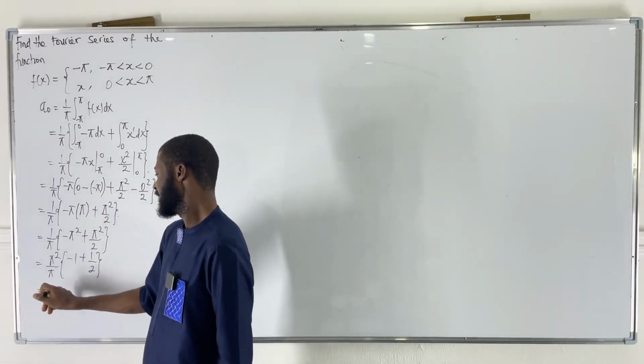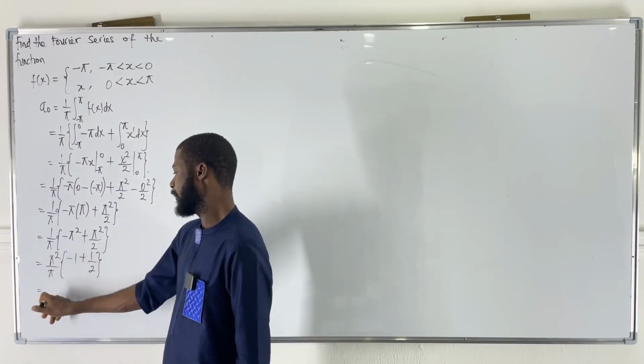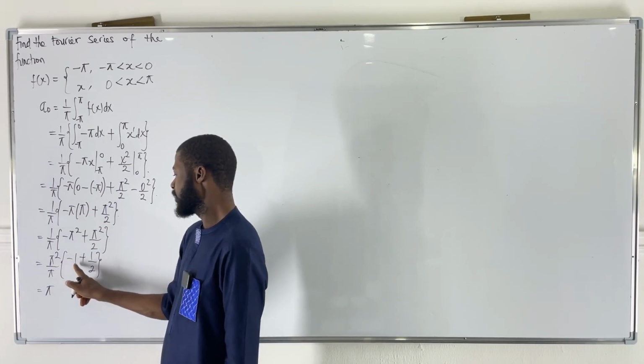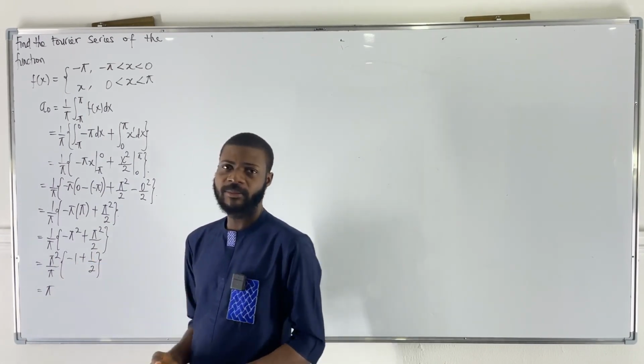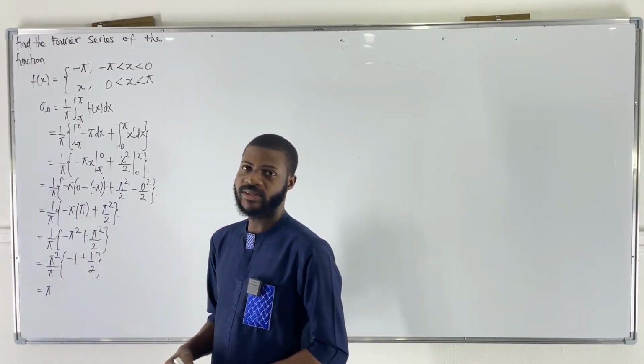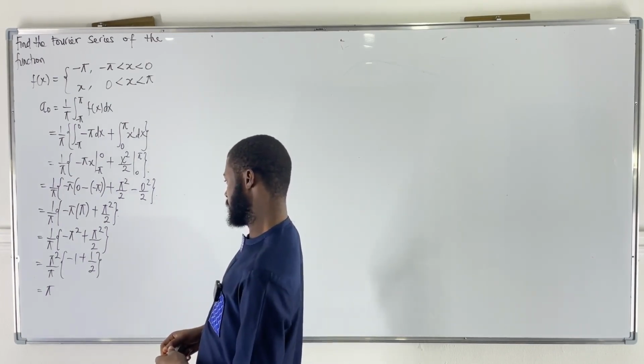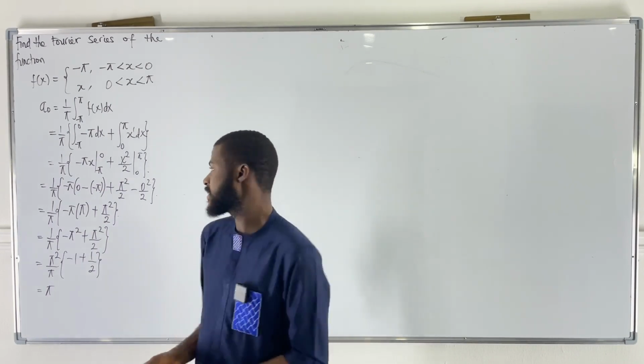Okay. Now, pi squared over pi will give me pi. That's going to give us pi, times minus 1 plus 1 over 2. What do you think that will be? Minus 1 plus 1 over 2. That's basically minus 1 over 2.